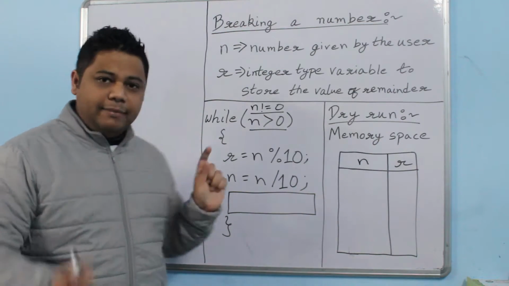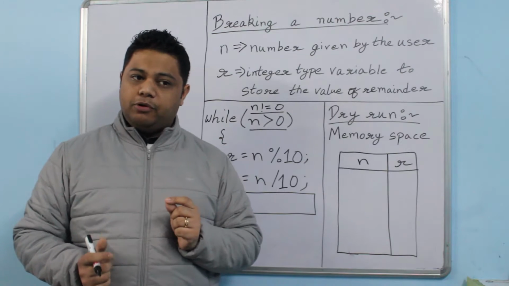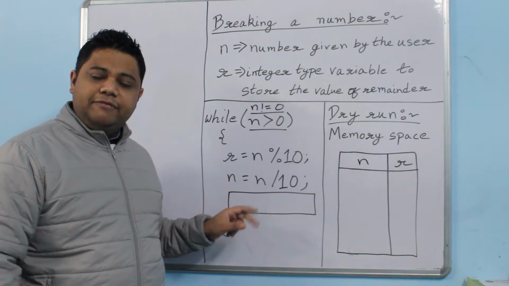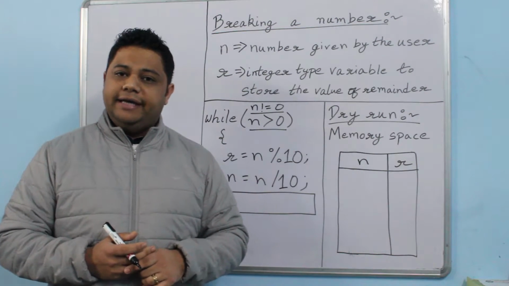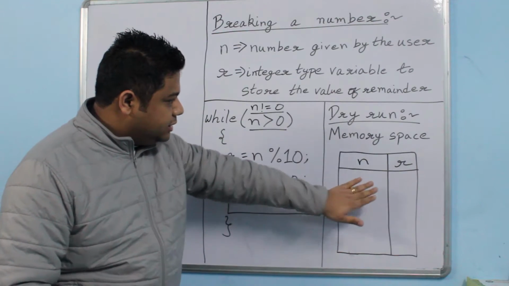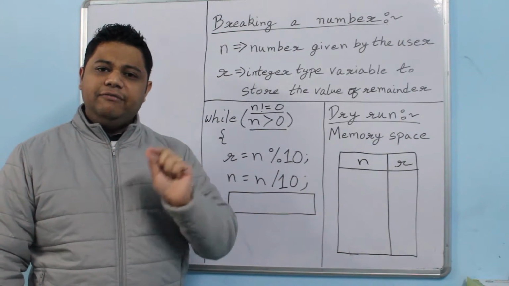This part of the program will be the same for those type of number programs, but the difference will be over here. That will be understood when we start with the examples. Now let's see, when we are using this technique, what happens in the memory space. For that, we'll take one example.